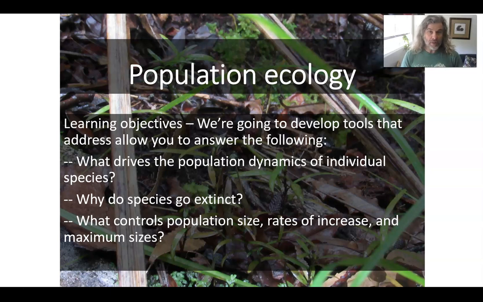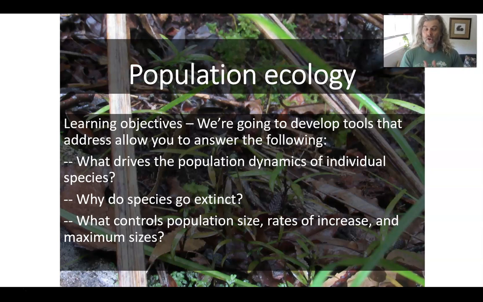What drives population dynamics of individual species? If you understand that, you can anticipate some things about how they may grow. Why do species go extinct? That has practical value. It's a very fundamental process that affects biodiversity on Earth. It's a natural process, but it also has some characteristics that are undesirable. So let's try to understand it.